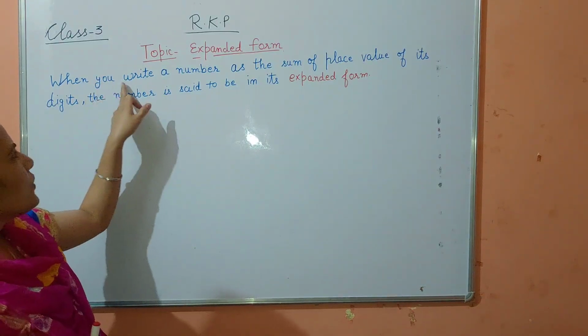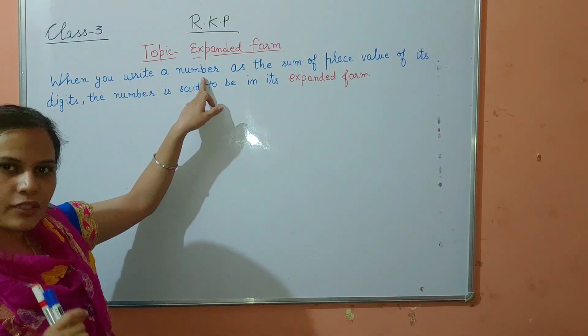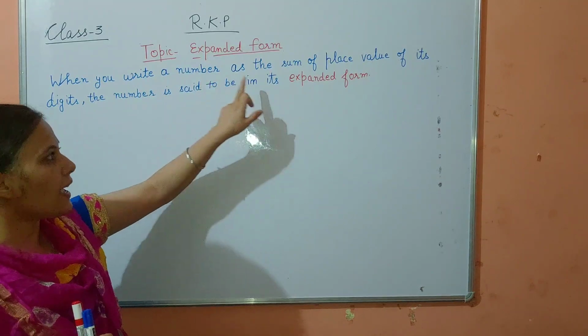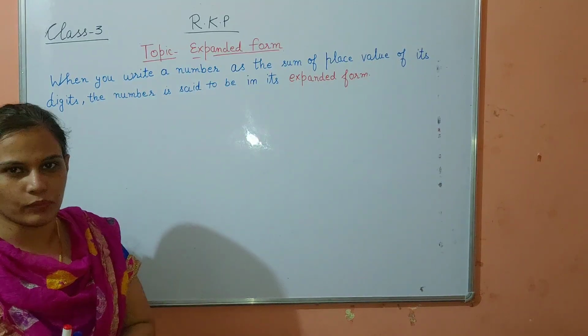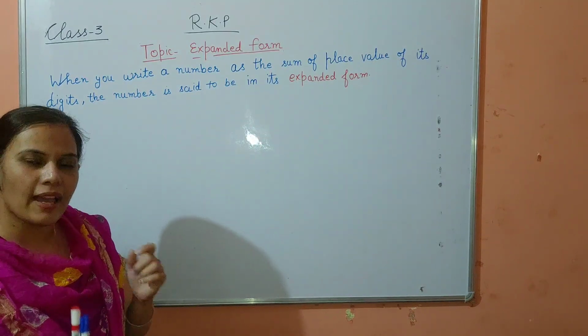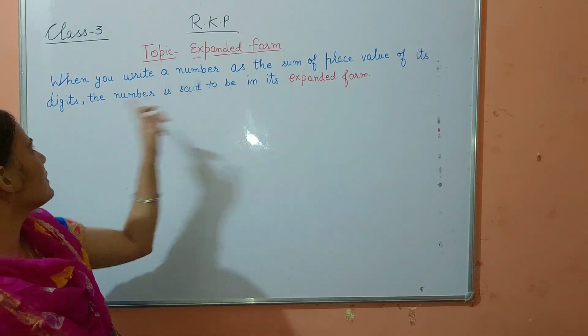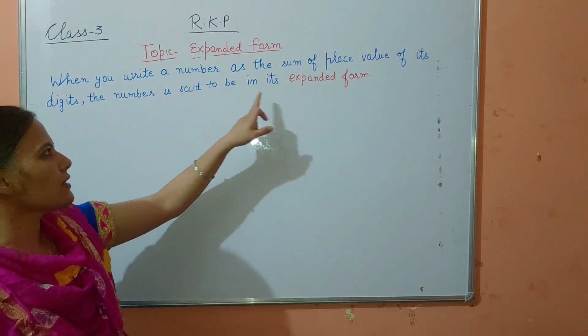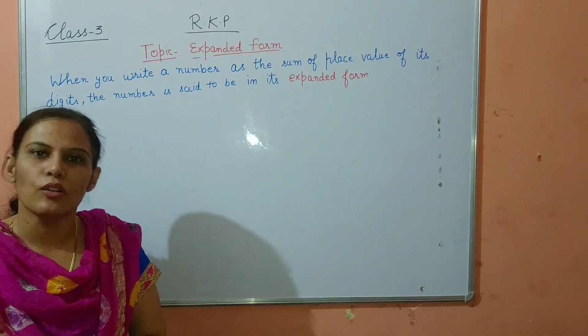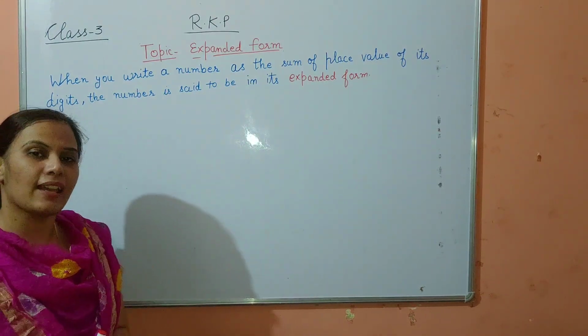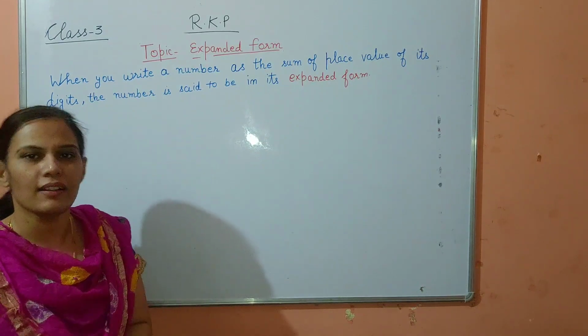So, when you write a number as the sum of the place values of its digits, the number is said to be in expanded form. Let's take an example to make this statement clear.